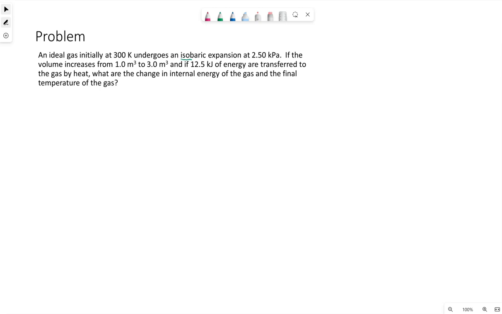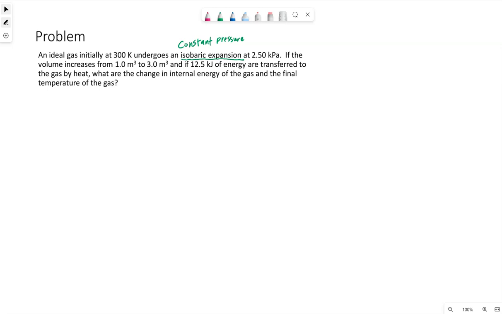Okay, as we solve problems like this, not only do we want to identify what all the numbers represent, but we also want to identify what type of process we have. So this is isobaric. I didn't necessarily need to underline the expansion part. It's the isobaric that's important: constant pressure, because that will determine some of the equations we can use.